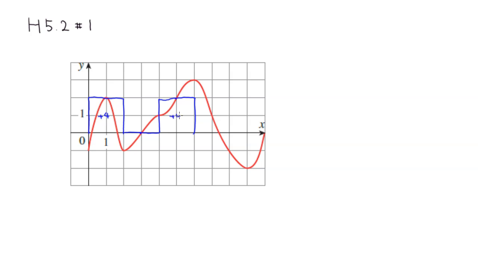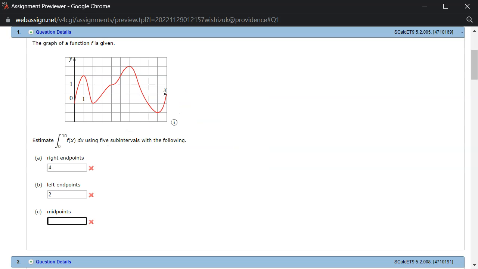So +4 again. On this interval, here is the height, so it's going to be a +2. On this interval, it's going to be here, so it's -4. So -4 and 4 cancel out, so it's going to be +6. So we have +6.